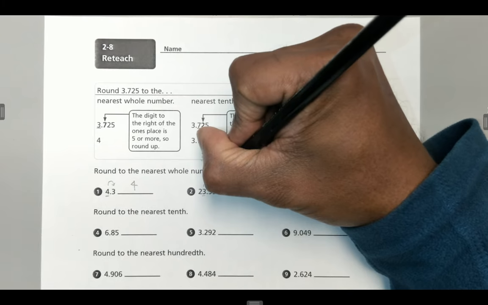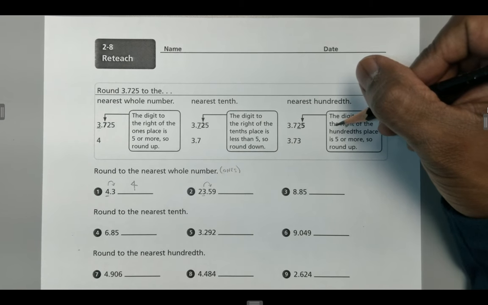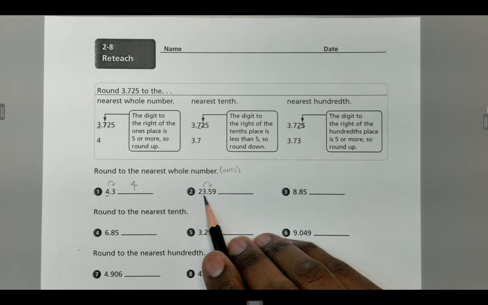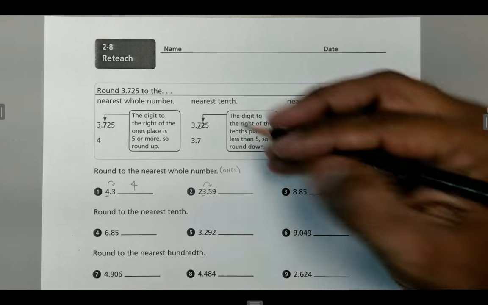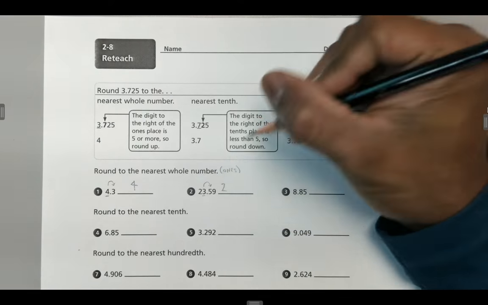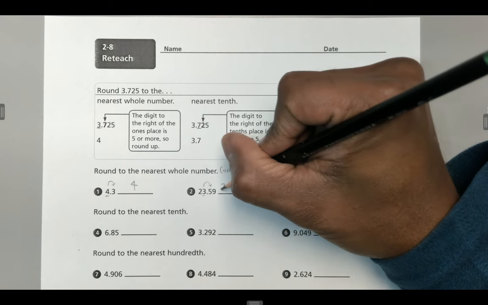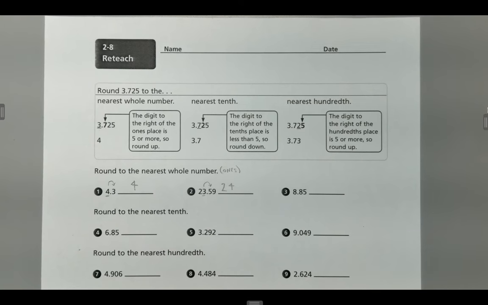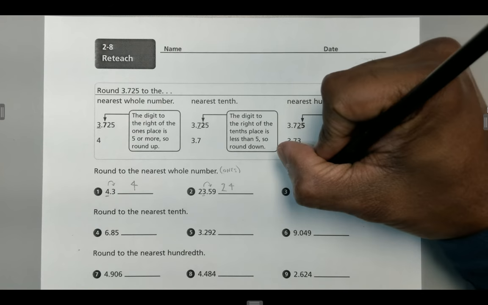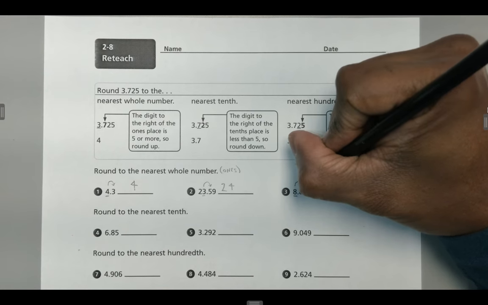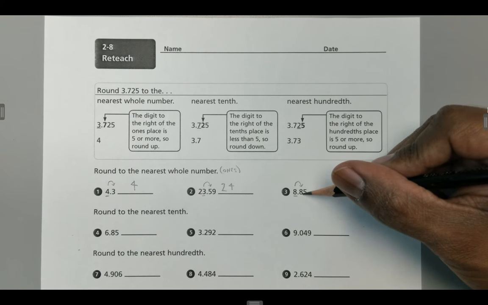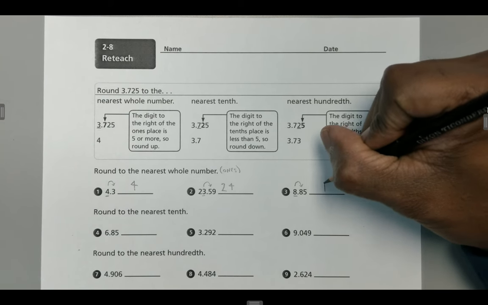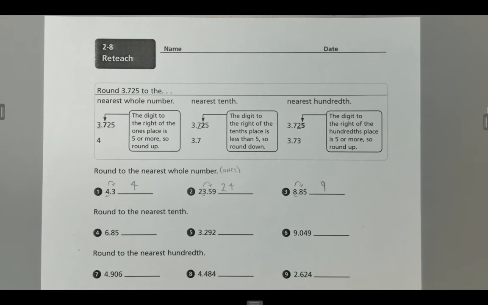23 and 59 hundredths. Underline the 3. Look at its neighboring digit to the right. This digit is 5 or more. Therefore, I raise the score on this. The 2 in the tens place was never really going to be impacted one way or the other, so that stays the same. What I've underlined, we're raising the score on. The 3 becomes a 4, and I drop everything else to the right. 8 and 85 hundredths. I look at the 8 here. It is 5 or more. That means I raise the score on the 8 that I've underlined. That becomes a 9. Drop everything else.